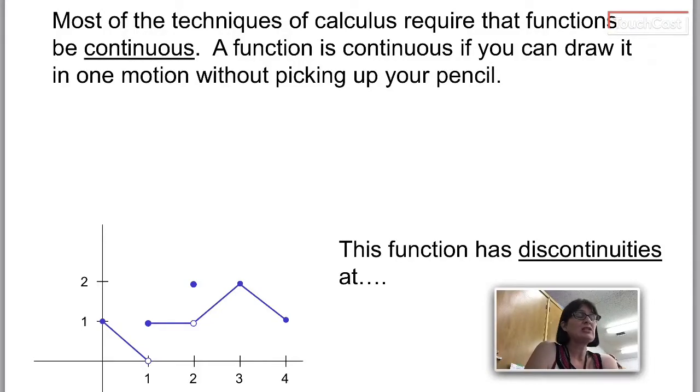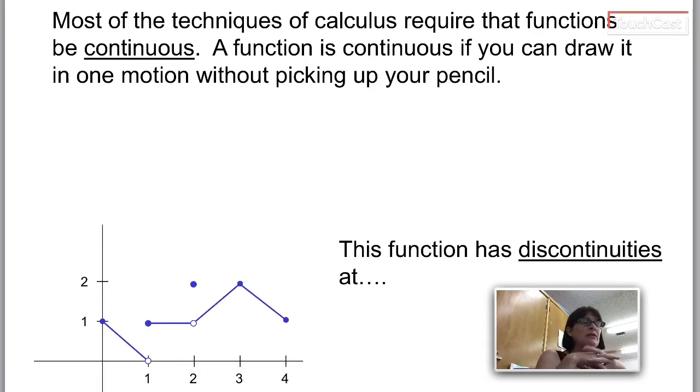Section 2.3 is continuity. So we need to discuss continuity because a lot of the calculus we're going to do later is only guaranteed to work on functions that are continuous or on parts of functions where they're continuous. We have to understand what this means so we don't accidentally try calculus later in a place where it doesn't work.